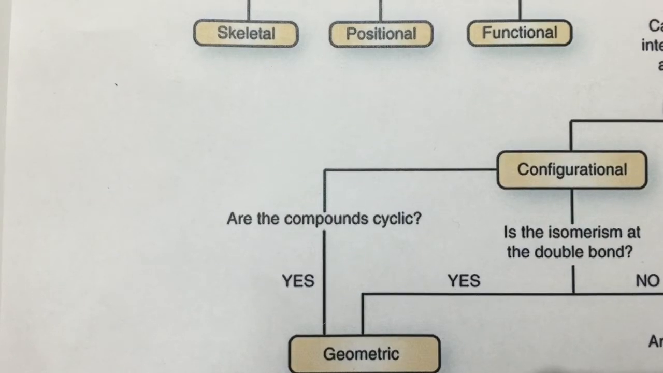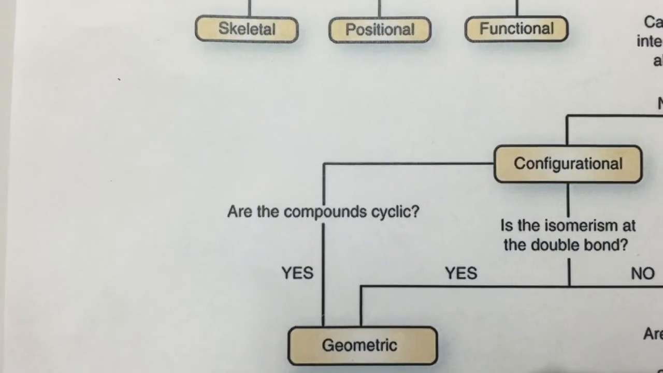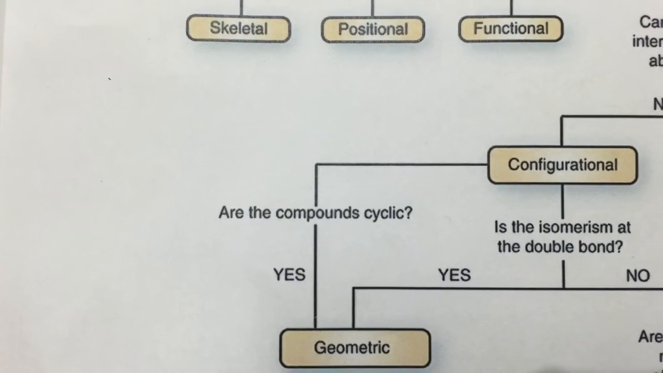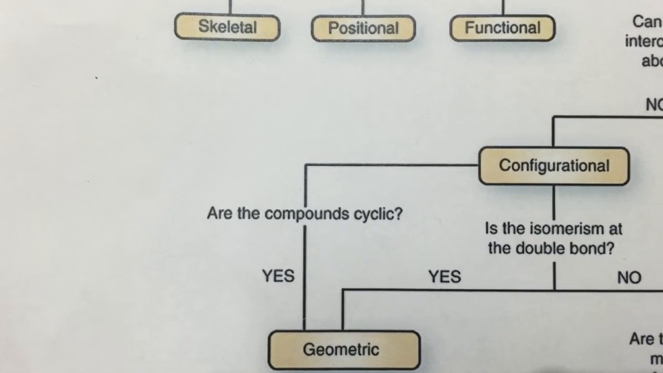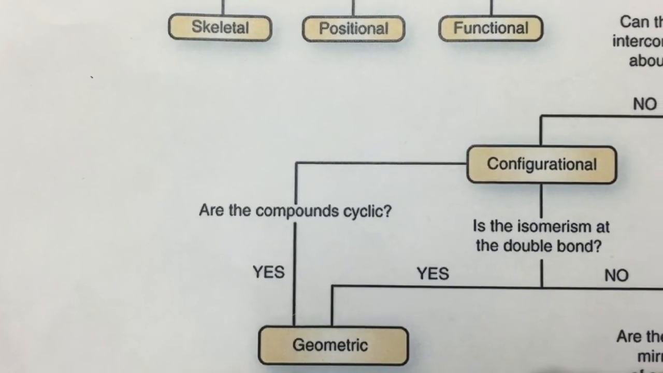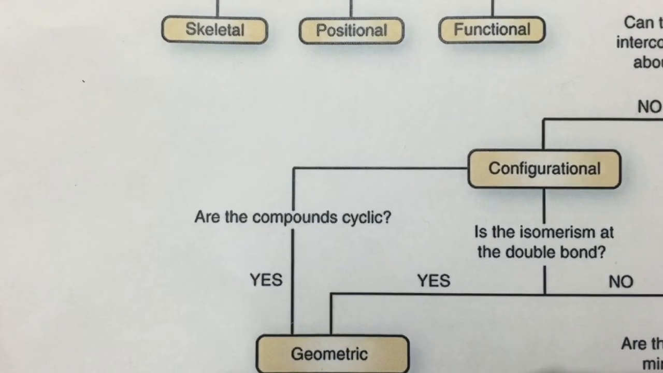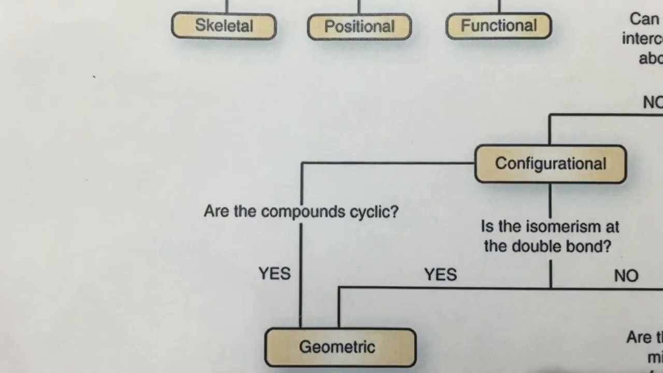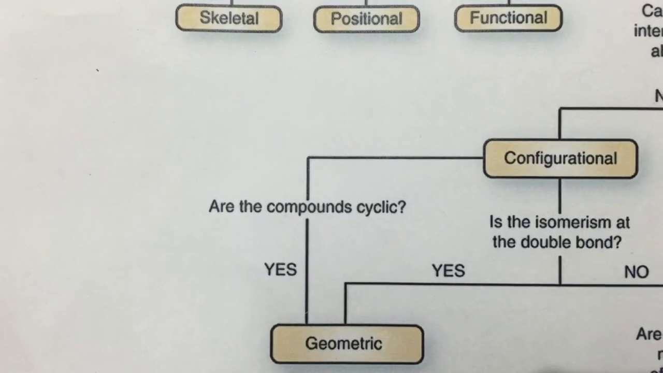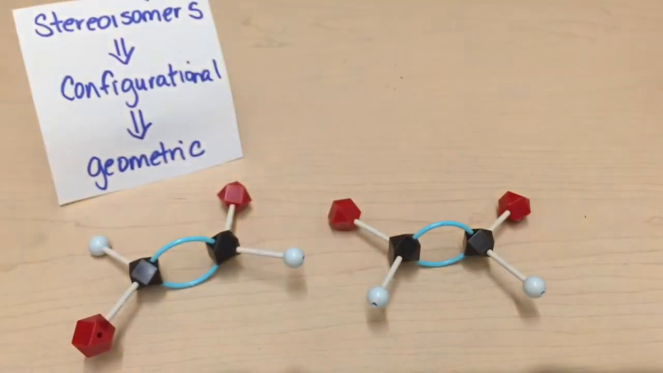The first question under configurational, there's actually 2 branches here that end up at the same place. One is asking, are the compounds cyclic? I'm going to show you some cyclic compounds that actually end up as enantiomers, but for now let's deal with geometric. Is the isomerism at a double bond? So you're looking for double bonds and you're looking for rings. If the answer to that is yes, you're in the geometric category. So those look like this.